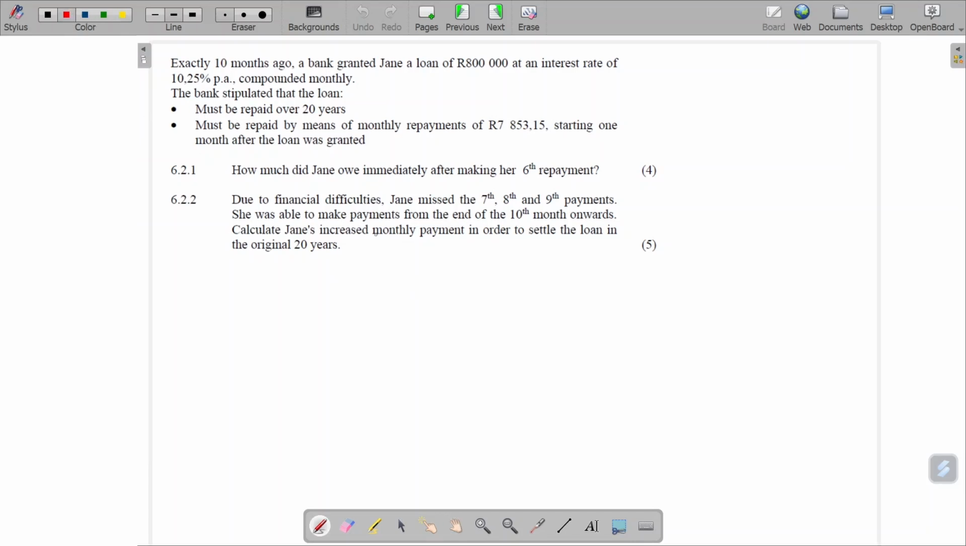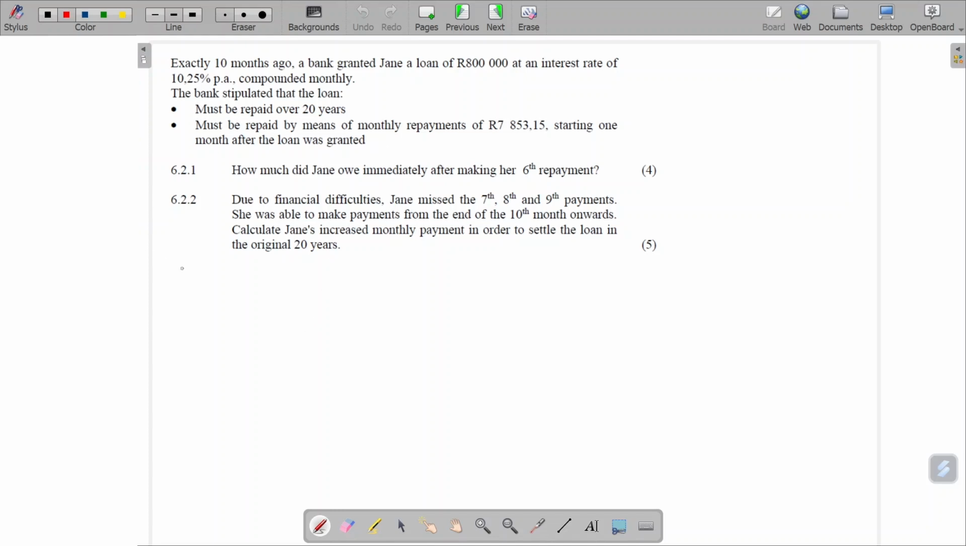Okay, so again, let's look at another question quickly. A slightly different question. They're telling us that the bank must be paid over 20 years, so we can't take longer to repay it. Okay, it must be 20 years. 10 months ago, she got a loan of 800,000. You have monthly payments of that amount starting 1 month after the loan was granted. How much did Jane owe immediately after making her sixth payment?